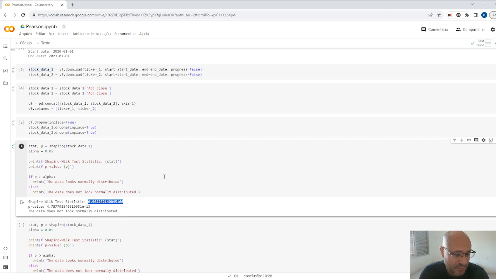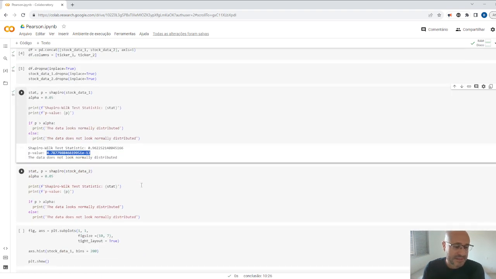But that is not enough. We have to check the p-value. If the p-value is higher than the alpha value, which is set at 5%, if the p-value is higher, it will look like a normal distribution. As we can see here, the p-value is really low. You see? So it doesn't look like a normal distribution, right? Although the Shapiro-Wilk statistic was really close to 1, the p-value shows us that it's not. It doesn't look like a normal distribution.